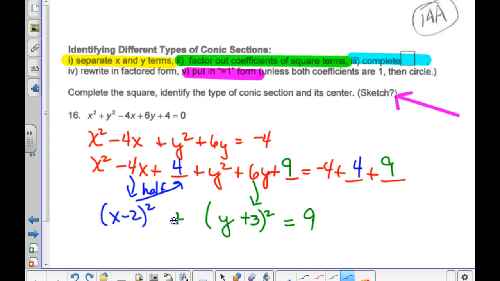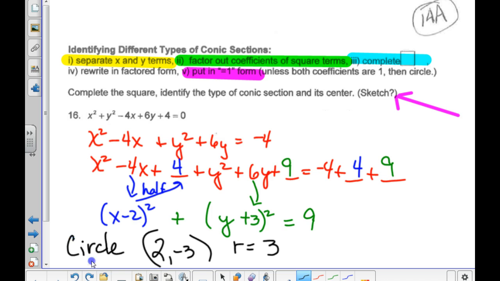There's nothing in front of either parenthesis, so this is a circle. If we decided to divide everything by 9 so that it said equal 1, it would be going 3 in any direction, up, down, left, right, which makes it the most perfectly circular ellipse you've ever seen, right? Otherwise known as a circle. All right, so the center is at 2, -3, and the radius is 3, and we're supposed to write that it's a circle.